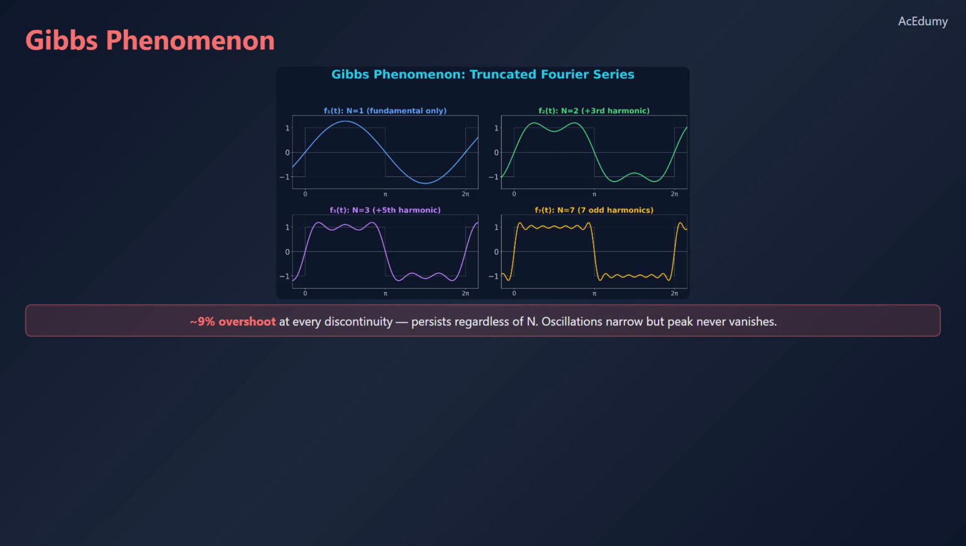As we add more harmonics, the overshoot gets narrower, but its peak value stays at 9%. The oscillations compress into a thinner region around the discontinuity, but the maximum overshoot never vanishes. This is not a failure of the Fourier series itself. The infinite series does converge correctly. It's specifically the truncation to finitely many terms that causes this effect.